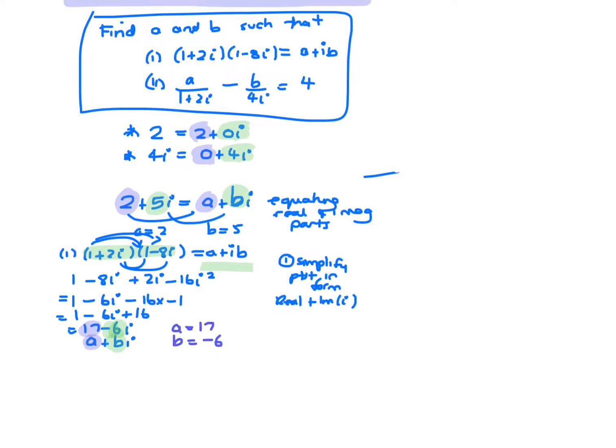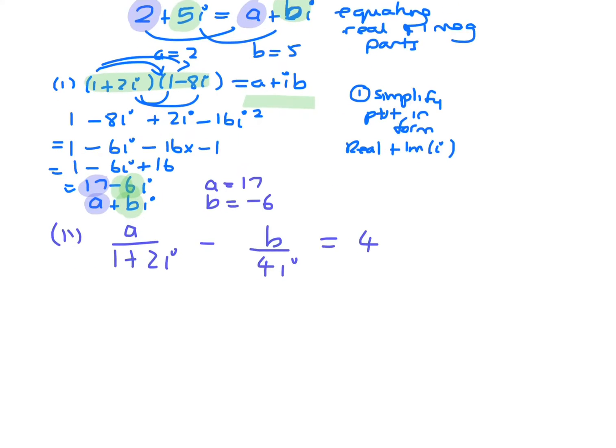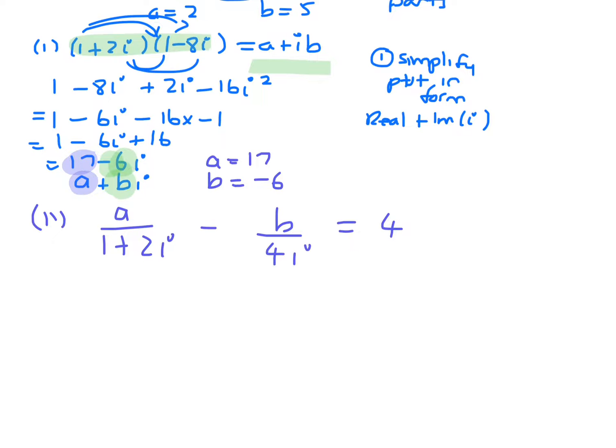Okay, if we look at number 2, so number 2 basically is a over 1 plus 2i minus b over 4i equals 4. And we're trying to find a and b. So if you take this one here, 1 plus 2i first of all, you realise it, or you multiply it by its complex conjugate, just to simplify it. Actually, that's probably the easiest way. You could also multiply throughout by the common denominator. That would work as well. Might actually do it that way.